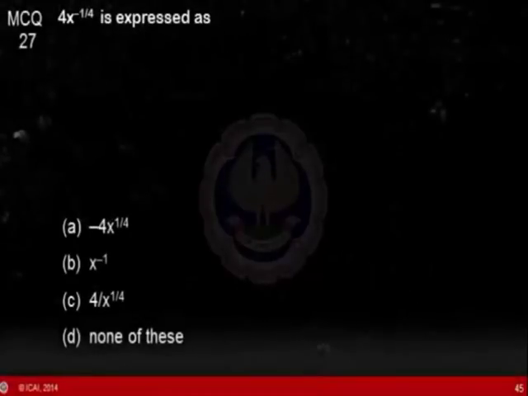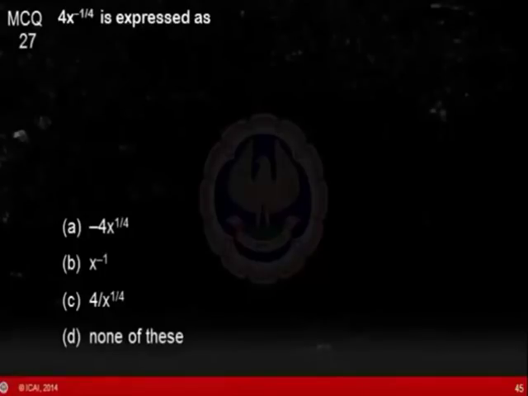Now the next question. The next question is 4x to the power minus 1 by 4. You remember I just told you, if we have something like a to the power minus m, that can be written as 1 by a to the power m. Right? So here if we have something like x to the power minus 1 by 4, it can be written as 1 by x to the power 1 by 4. So this can be written as 4 by x to the power 1 by 4, which is option C.